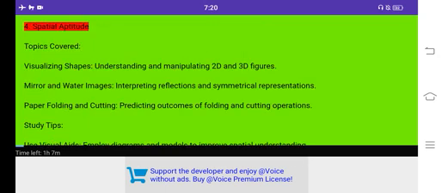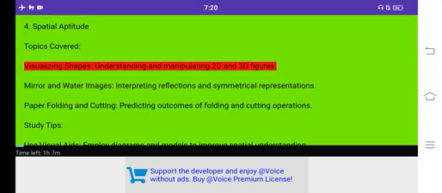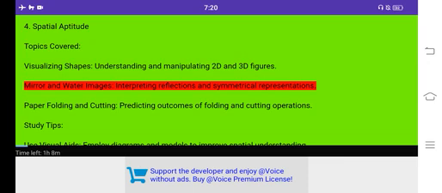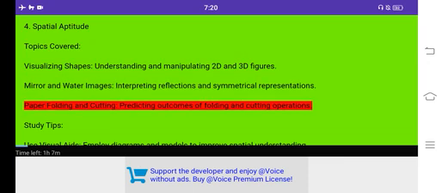4. Spatial aptitude. Topics covered. Visualizing shapes, understanding and manipulating 2D and 3D figures. Mirror and water images, interpreting reflections and symmetrical representations. Paper folding and cutting, predicting outcomes of folding and cutting operations.